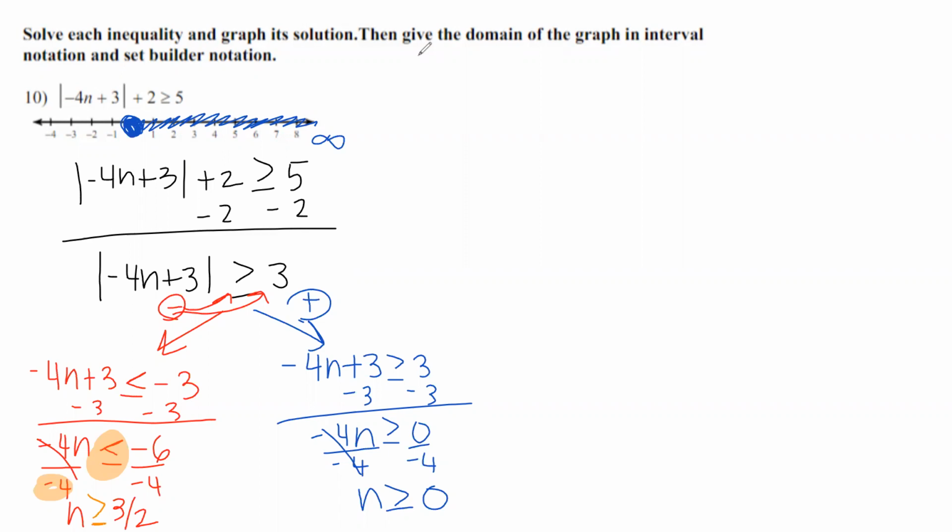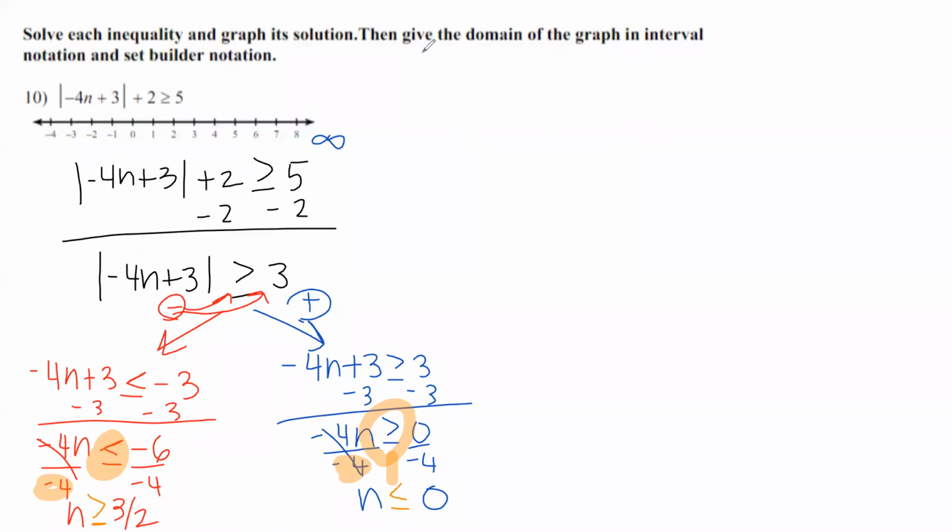And you know what? We did the same thing over here. We divided by -4 and we did not change this sign. So we better do that. Less than or equal to 0. That changes things.